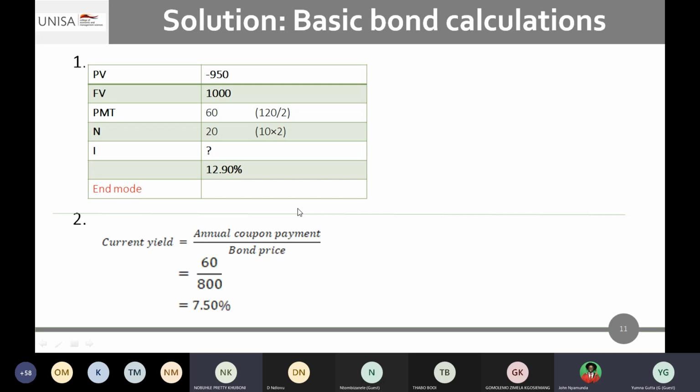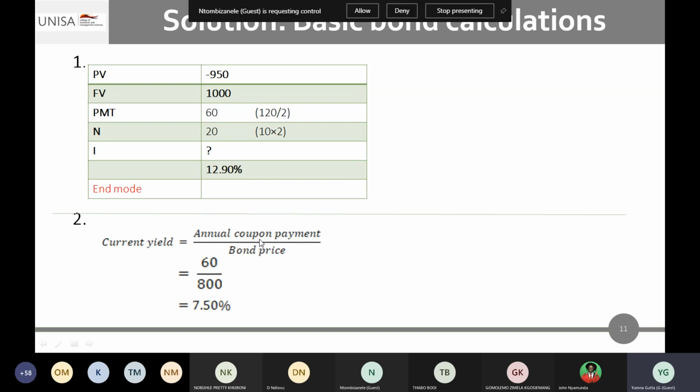Thank you. Okay. Yumna, yes? Kinsani wants us to go through question number two. Question number two, the current yield is your annual coupon payment over your bond price. So I'm assuming that my solution is incorrect here, because this is my semi-annual payment. I will have to correct it and paste it. Yumna, let's go back one slide so that we can look at the question.